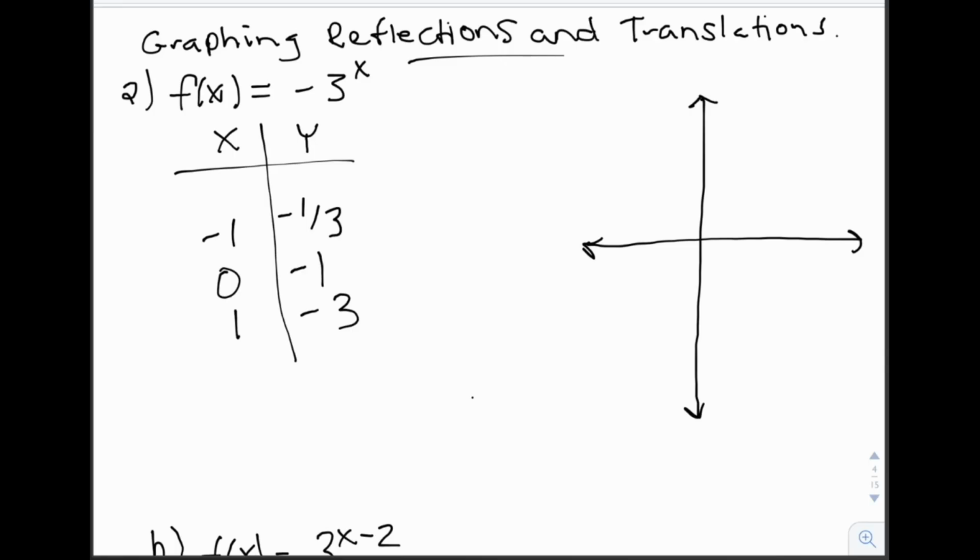So this should be enough to get some general idea of what our graph is going to look like. So 0, negative 1, and then negative 1, negative 1/3. That should be approximately right here. And then last we have positive 1 all the way down at negative 3. So connecting our lines, we should get a graph that looks like this. Again, our x-axis is going to act as a horizontal asymptote, so we're going to get really close to it but not quite touch it.